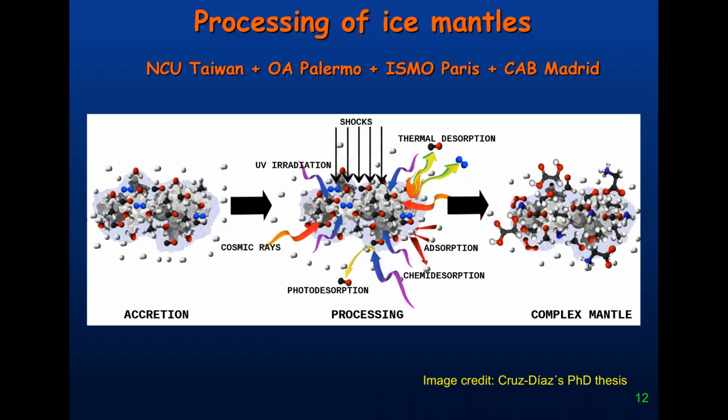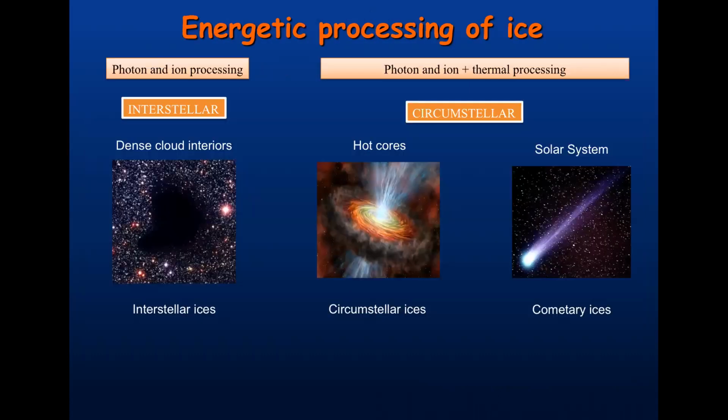So the end product of this irradiation, based on our lab work that I will describe, is the formation of COMs, these complex organic molecules. And the environments where you can talk about ice processing are interstellar ices, as I said, also circumstellar ones around, let's say, protoplanetary disks. And within our solar system, you could have further radiative processing in comets and icy moons, for instance.